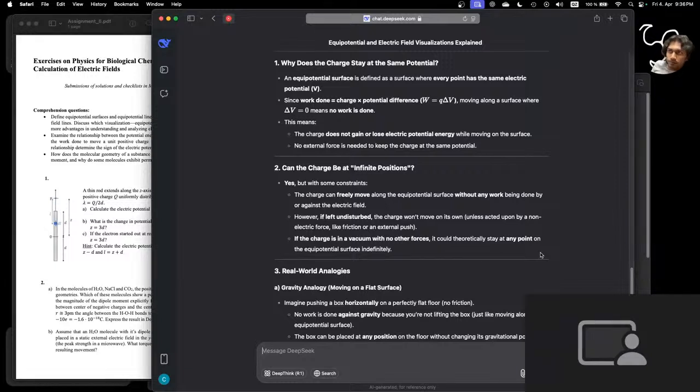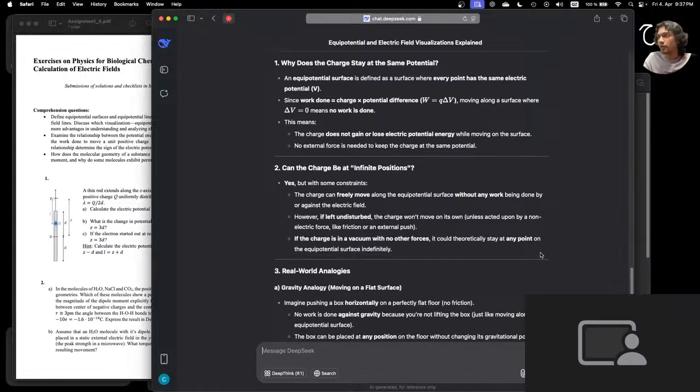That's the whole point, right? If a charge does not need any sort of work to move, it means it can be anywhere it wants, or according to the observer, right?